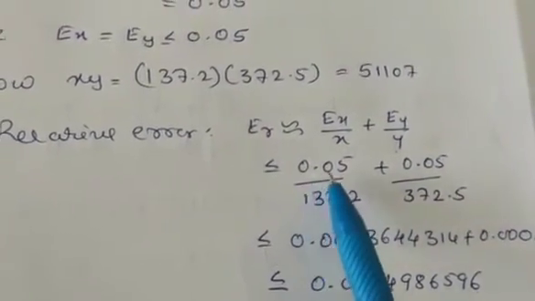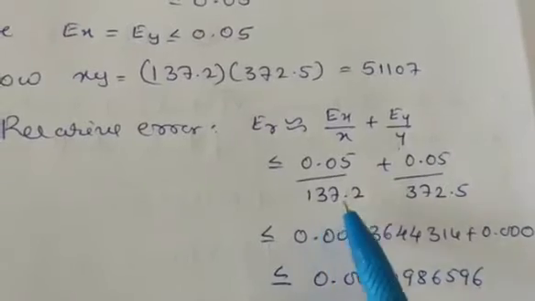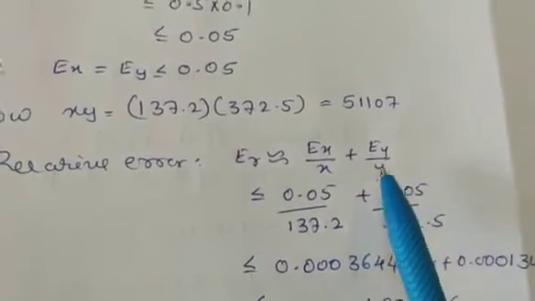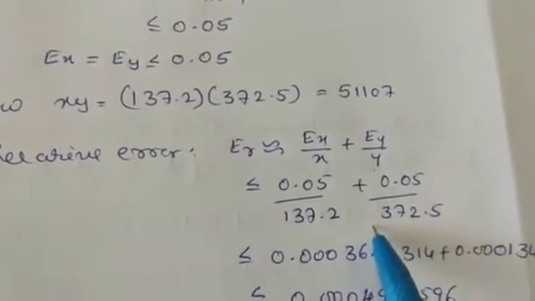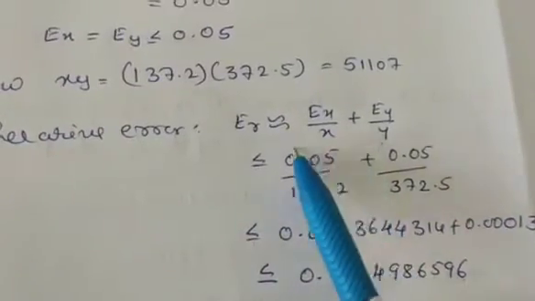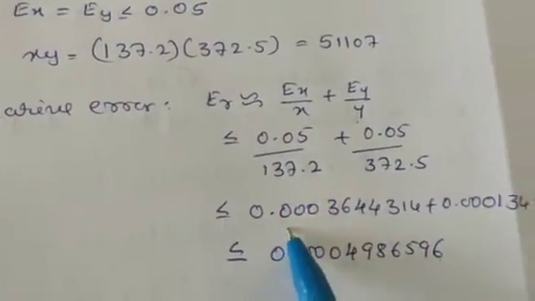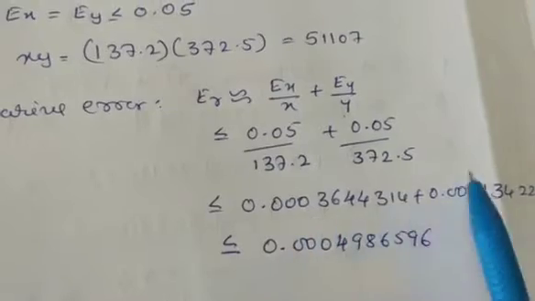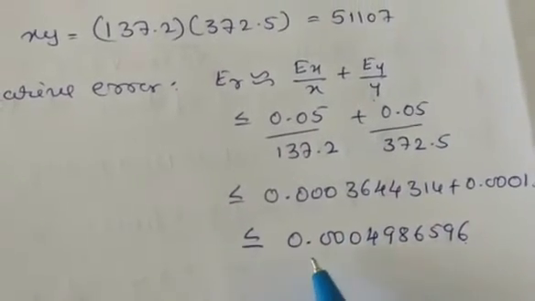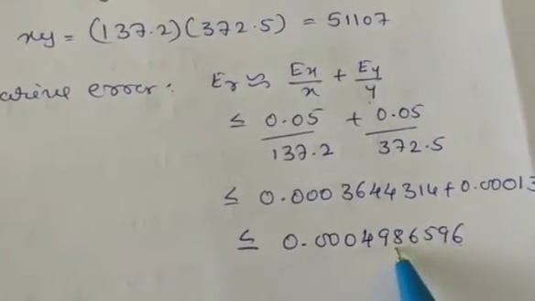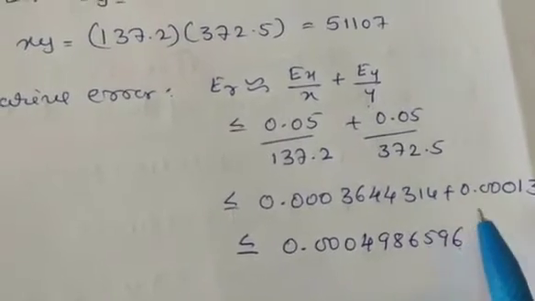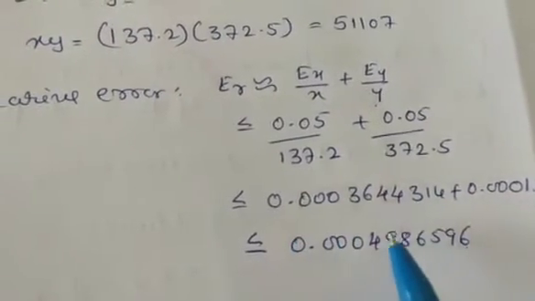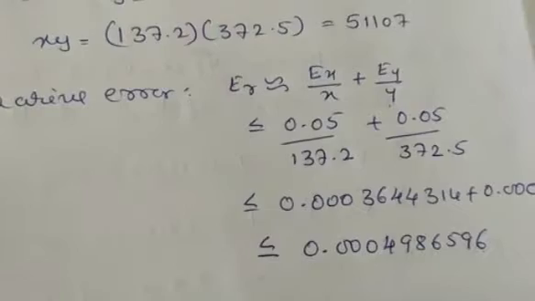So it is 0.05 divided by 137.2 plus error in y is 0.05 divided by 372.5. So divide this one using the calculator. You will get these two digits. After adding these two, you will get 0.0004986596. For all these calculations you have to use the calculator only.